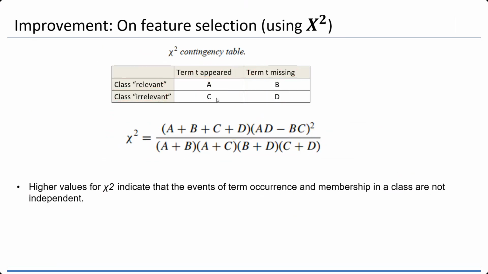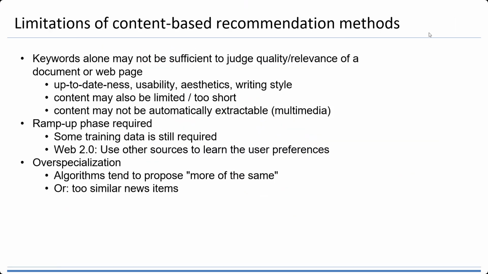Okay, I guess you already learned the chi-square. I will just show you with this formula. So what are the limitations of the content-based recommendation model, or the content-based recommendation methods?